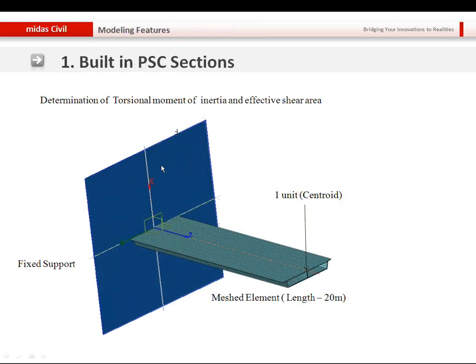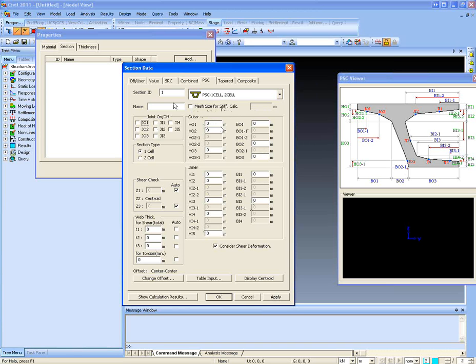If you see here, in Midas Civil, the torsional moment of inertia and the effective shear area is calculated by this methodology. When the user defines a section, Midas Civil creates a meshed element of length 20 meters and applies a unit load at the centroid of the section, and the element is a cantilever beam. With the help of torsional rotation, Midas Civil calculates the torsional moment of inertia and the effective shear area. If the user feels that the torsional moment of inertia or the effective shear area is not as expected, then the user can select his own mesh size and obtain the desired torsional moment of inertia.